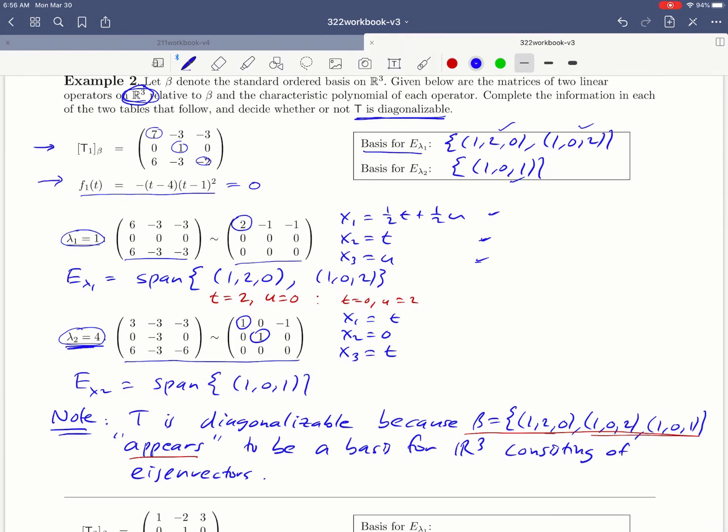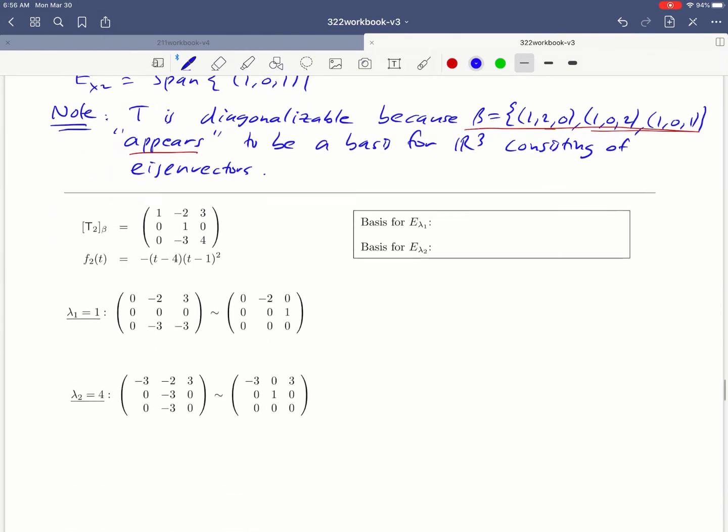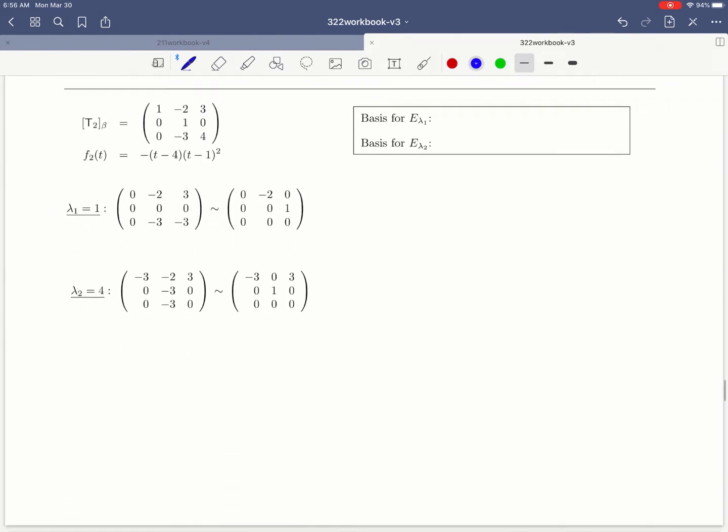Okay, and for T2, I'd like you to actually pause the video here and see if you can do T2 on your own. It's going to be the same process. You're going to find your eigenvectors and ask the question, is T diagonalizable based on that? So take a minute to try that. Welcome back. Hopefully you've tried the second part of this exercise. Let's run through that together just so that you can check your answers here.